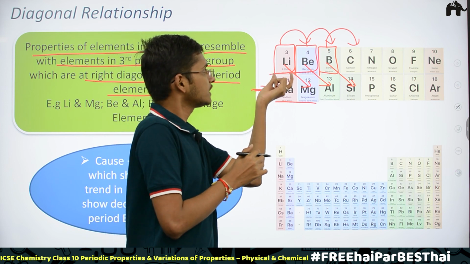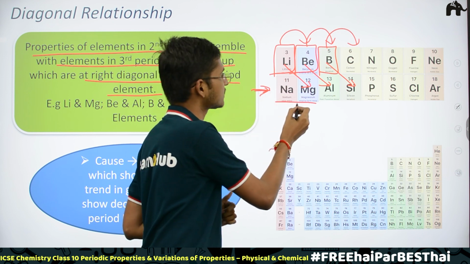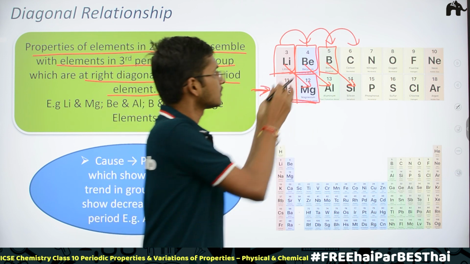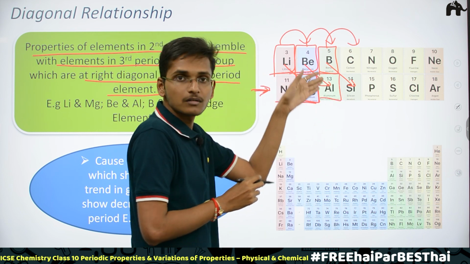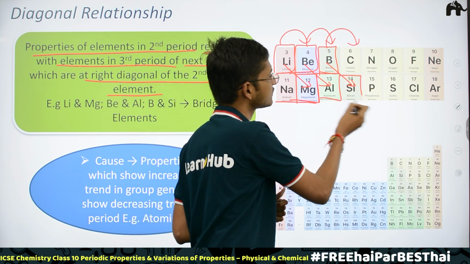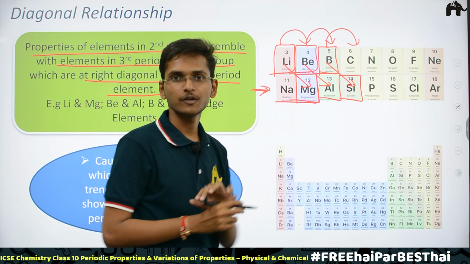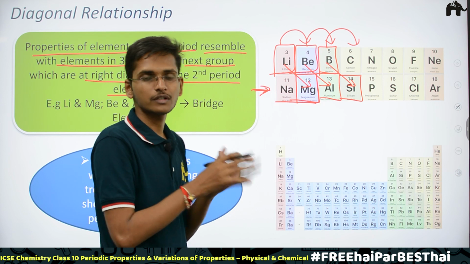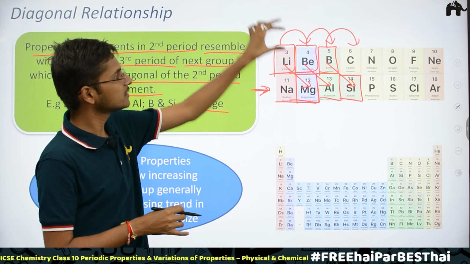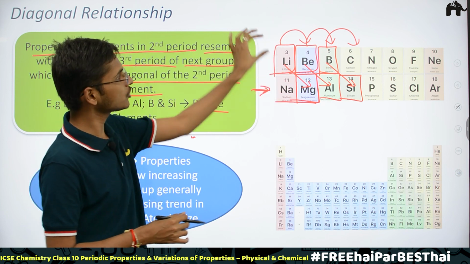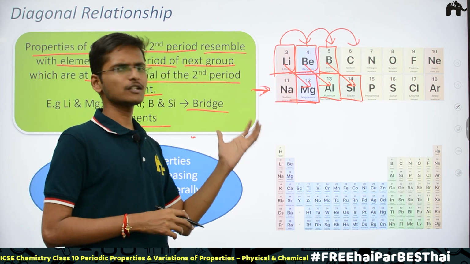So see here, we can clearly make out lithium's position, to its right diagonal, magnesium is present. Beryllium's position, to its right diagonal, aluminium is present. Boron's position, to its right diagonal, silicon is present. And these elements are also from the next group and third period. This relationship we just saw is called diagonal relationship, and these elements, lithium and magnesium, beryllium and aluminium, boron and silicon, are found to be similar in properties to the third period element of the next group, which is at the right diagonal to the second period element. Very simple.